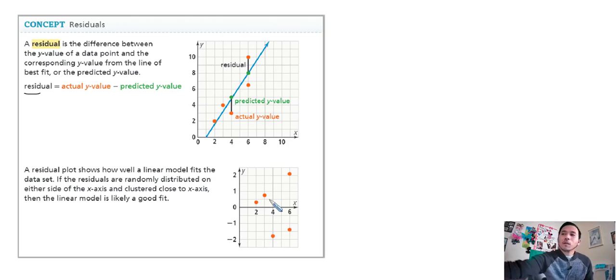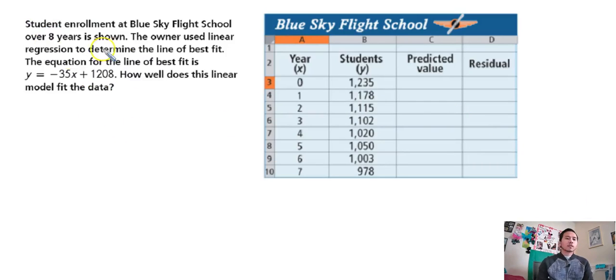All right, so we'll do an example for that here. Student enrollment at the Blue Sky Flight School over 8 years is shown here. The owner used linear regression to determine the line of best fit. The equation of the line of best fit is, okay, we need this equation. This is the year, and this is the owner's predicted number of students. How well does this linear model fit the data?